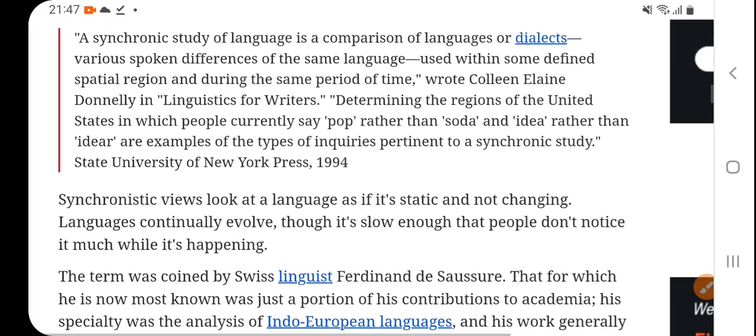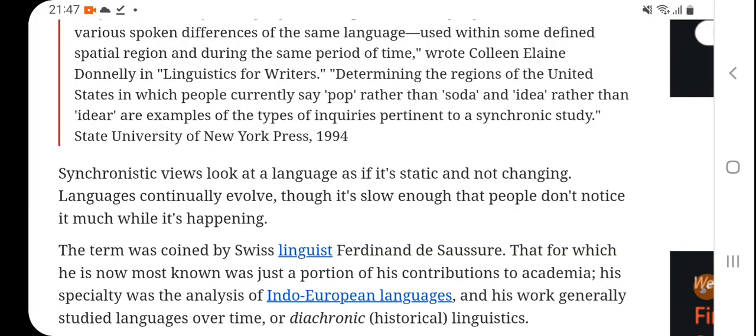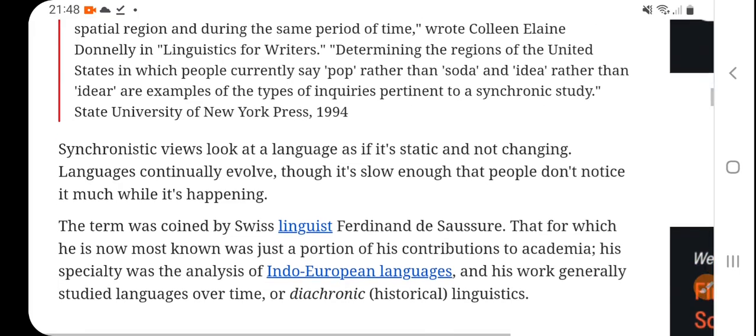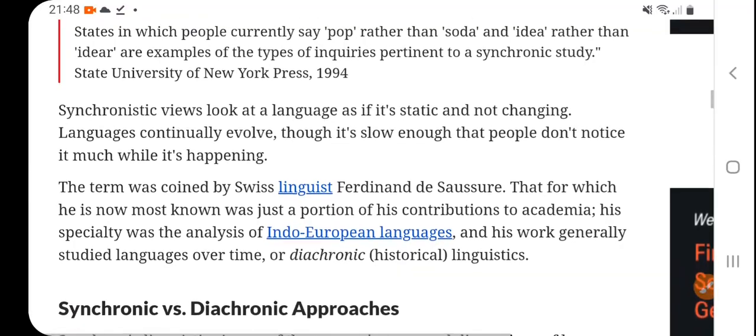And then they say that determining the regions of the United States in which people currently say pop rather than soda are examples of types of inquiries pertinent to a synchronic study. It means right now what they speak and what words are replaced, that's the synchronic study, right?